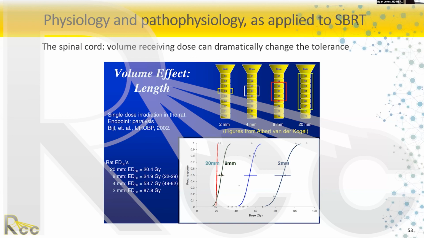The volume receiving dose can dramatically change the tolerance. A lot of this is from animals. I mentioned, it's not ethical to perform these experiments of tolerance in humans. But from this paper in the early 2000s, you saw that as you change the volume of cord exposed, your estimated dose for a 50% chance of loss of function, the ED50, dramatically changed. All of a sudden, from 2 millimeters in rats, your ED50 of 88 gray became only 20 gray with a larger volume treated.